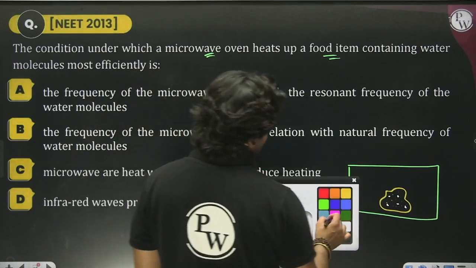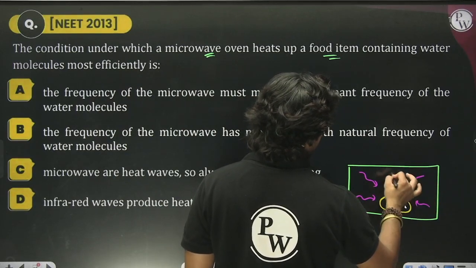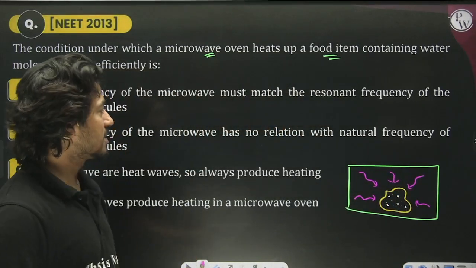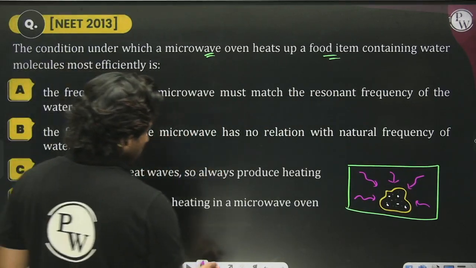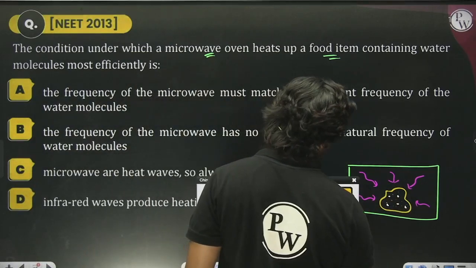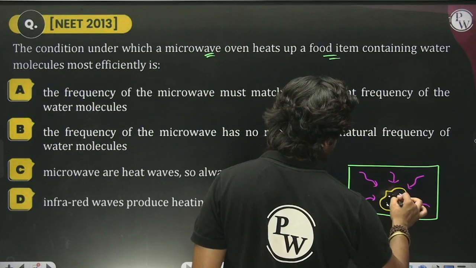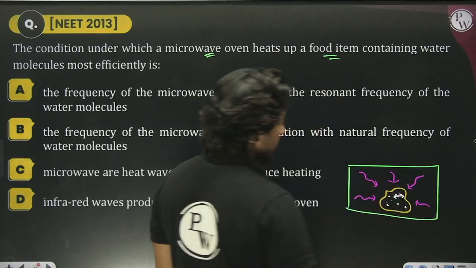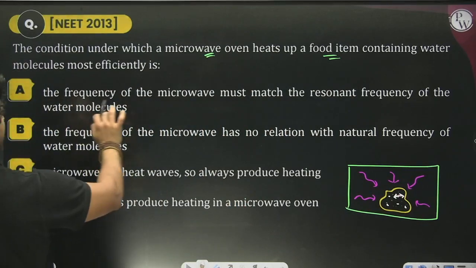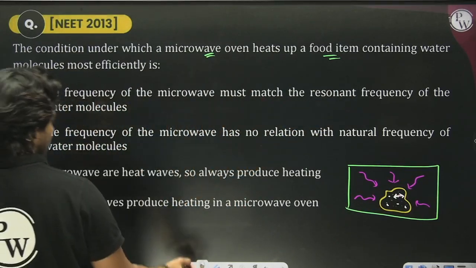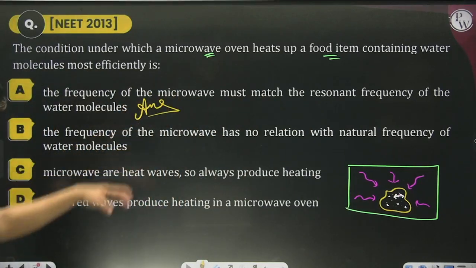So what do these radiations do? The system generates a frequency which is equal to the natural frequency of the water molecule. So what happens? The amplitude of vibration of these water molecules increases tremendously, and the water heats up. So the answer is the frequency of the microwave must match the resonant frequency of the water molecule. A is the answer.